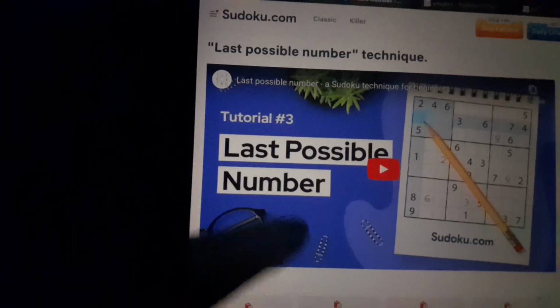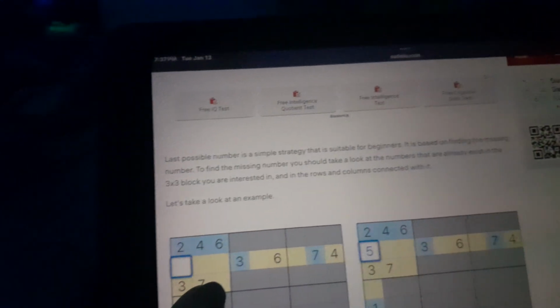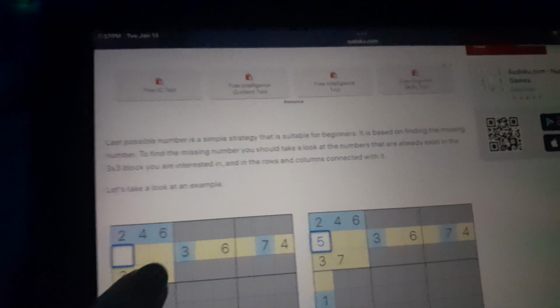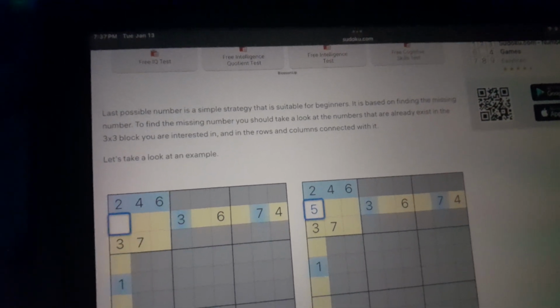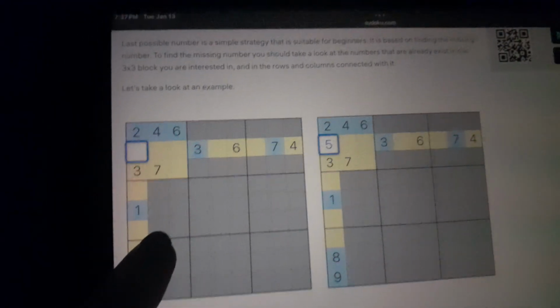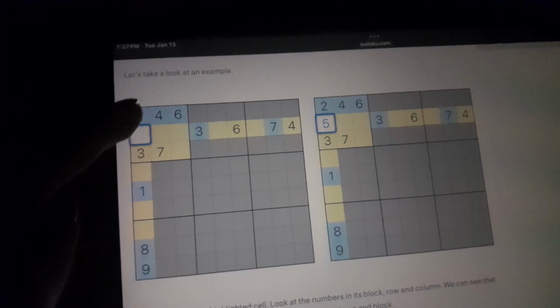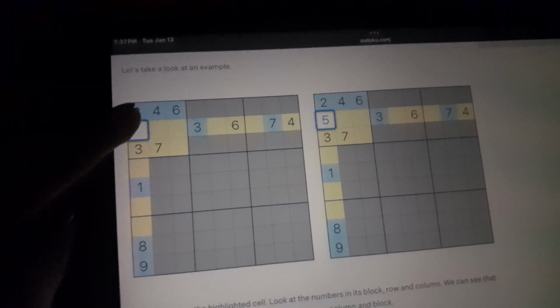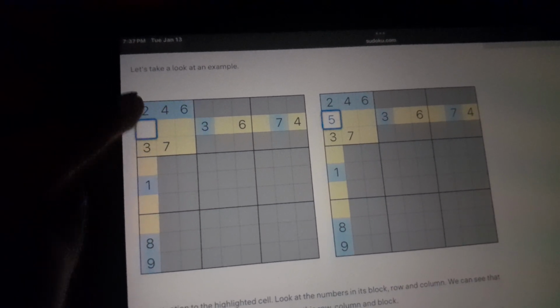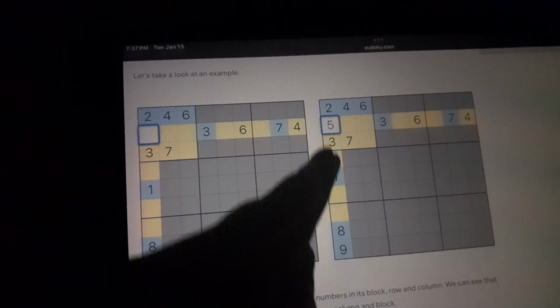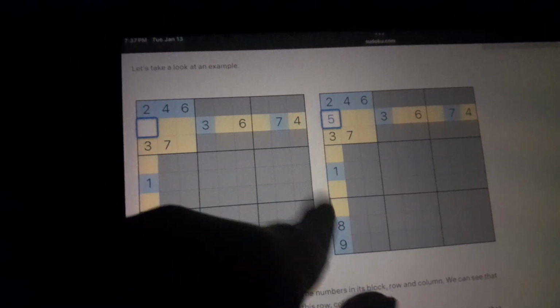If it will load, that is. Okay, so last possible number is a simple strategy that is suitable for beginners. It is based on finding the missing number. To find a missing number, you should take a look at the numbers that are already existing in the block you are interested in and in the rows and columns connected with it. So in this example, 2, 4, 6 in the block, 1, 8, 9 on this cell's associated column, and 3 and 7 on this cell's associated row. So the only possible solution left is to place 5 here.